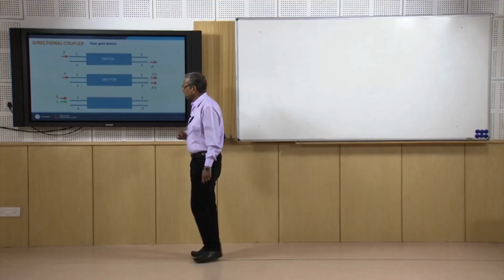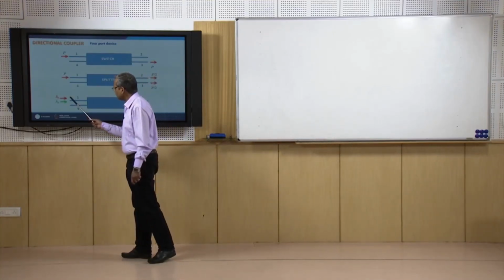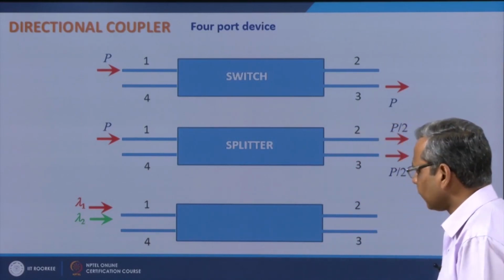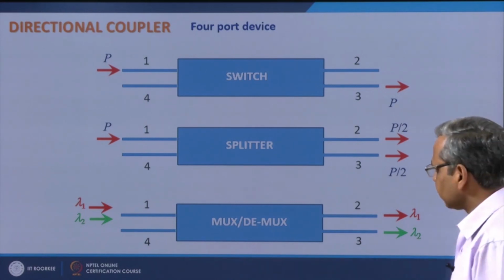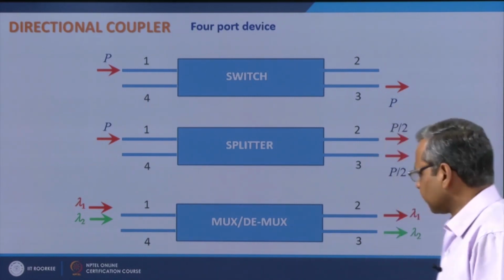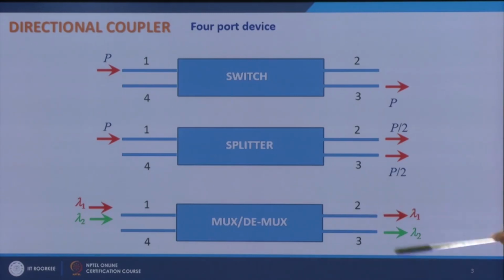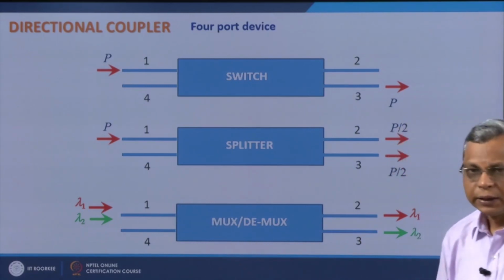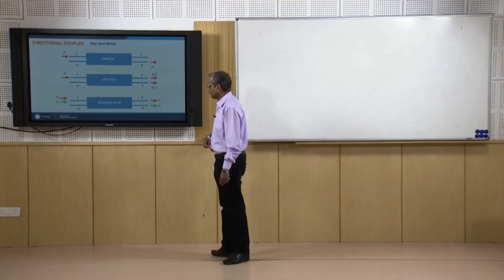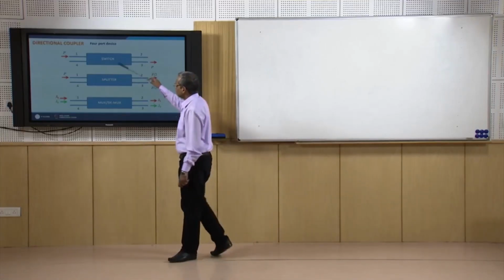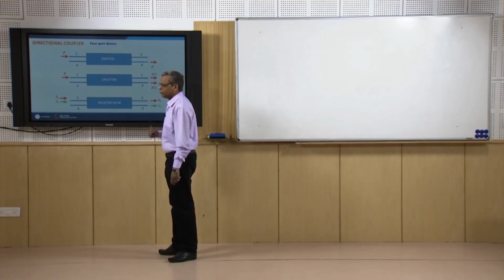You can also have, if you launch two wavelengths lambda 1 and lambda 2 in port 1, then it may happen that lambda 1 comes out of port 2 and lambda 2 comes out of port 3. Then such a component is a demultiplexer. You can also input lambda 1 from here and lambda 2 from here, and both the wavelengths may come out of port 1, then it is a wavelength multiplexer or WDM coupler. And all these components can be made out of a directional coupler.